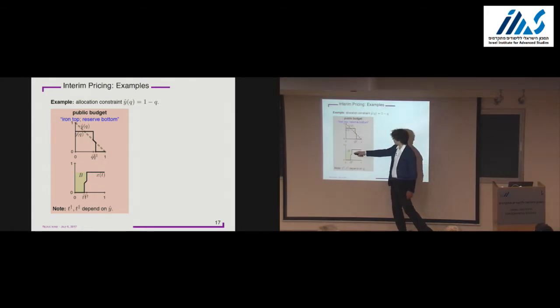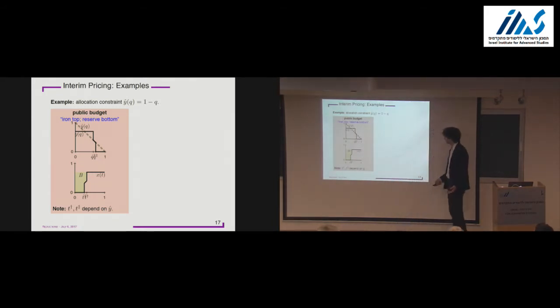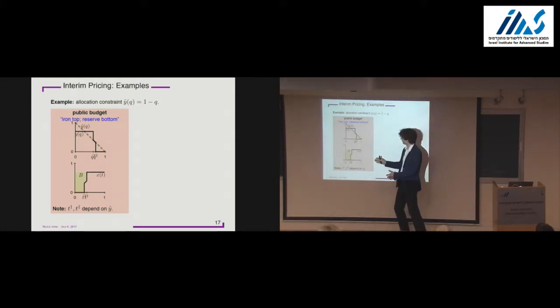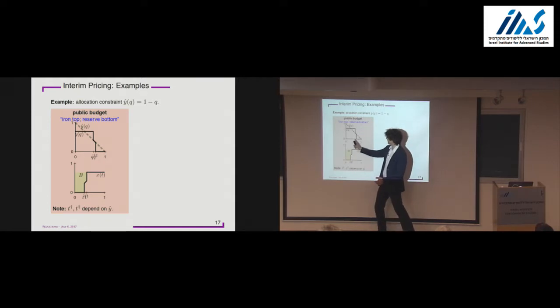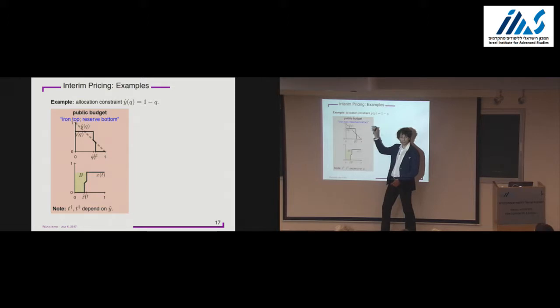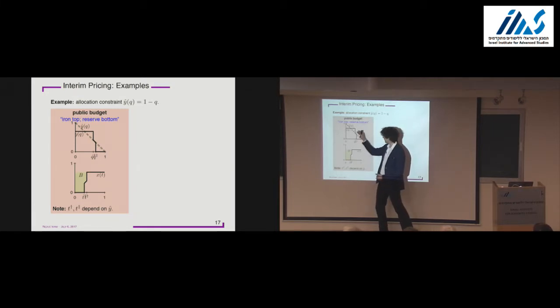Mapping that back into type space, you get this allocation rule in type space. What I want to point out, and this is crucial, is that the places where you're going to be reserve pricing and ironing will depend on where the budget binds. Where the budget binds depends on this area. This area is given in part by where you iron, in part by the original allocation curve you had, because you see that slope is coming from the original allocation curve. So if I give you a different allocation rule, you will iron and reserve price in different places because you're doing so to make the budget bind.